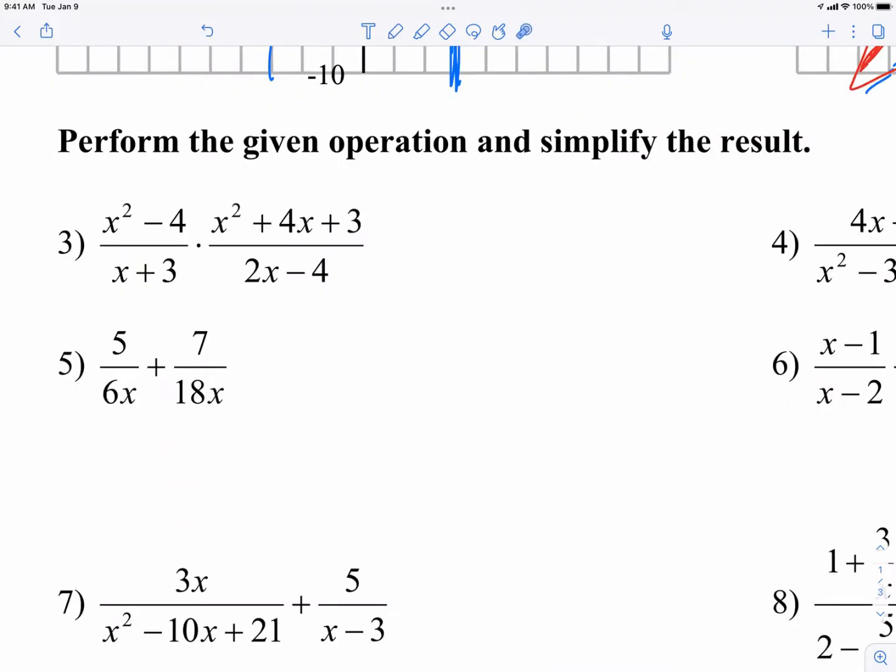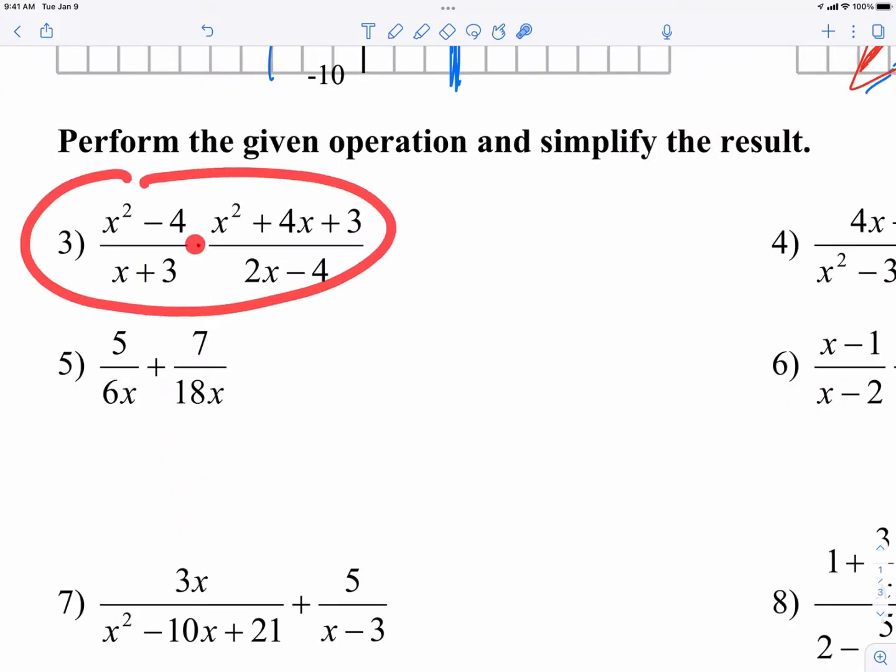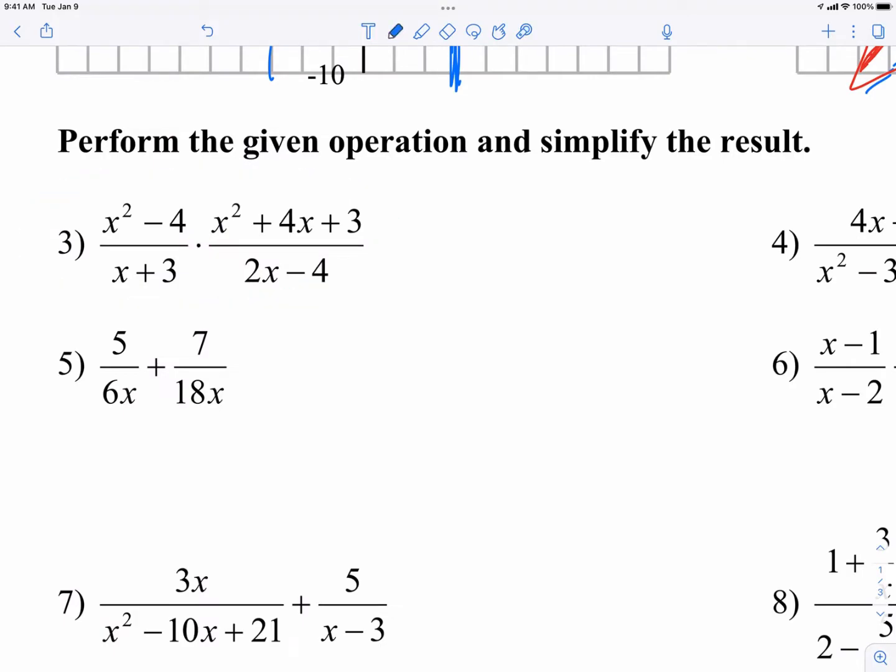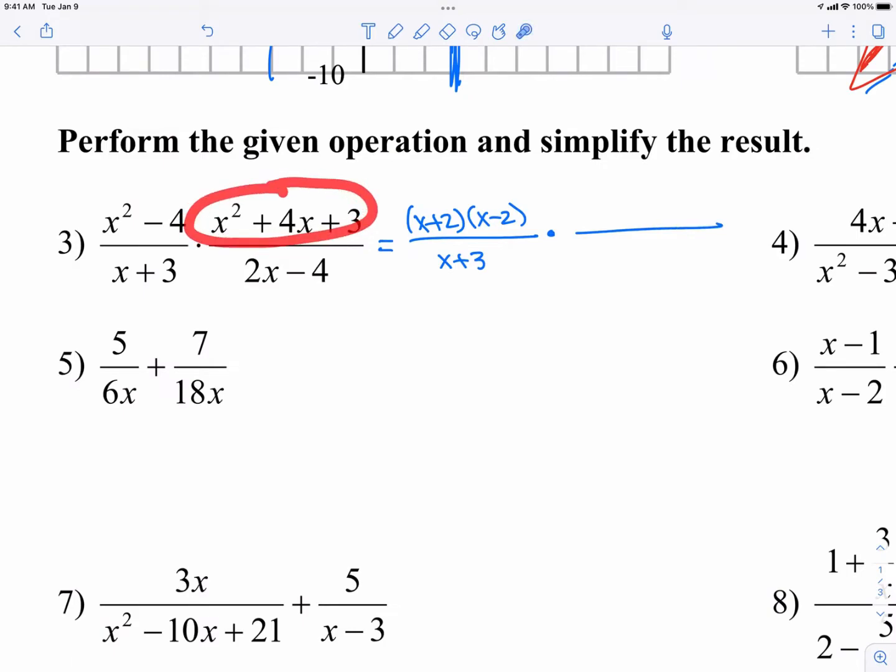All right, question 3. We're multiplying these 2 fractions together. The first thing you want to do is to factor everywhere possible. So x squared minus 4 can be factored into x plus 2 times x minus 2. And that'll be over x plus 3 times, and then this x squared plus 4x plus 3 can be factored into x plus 3 times x plus 1.